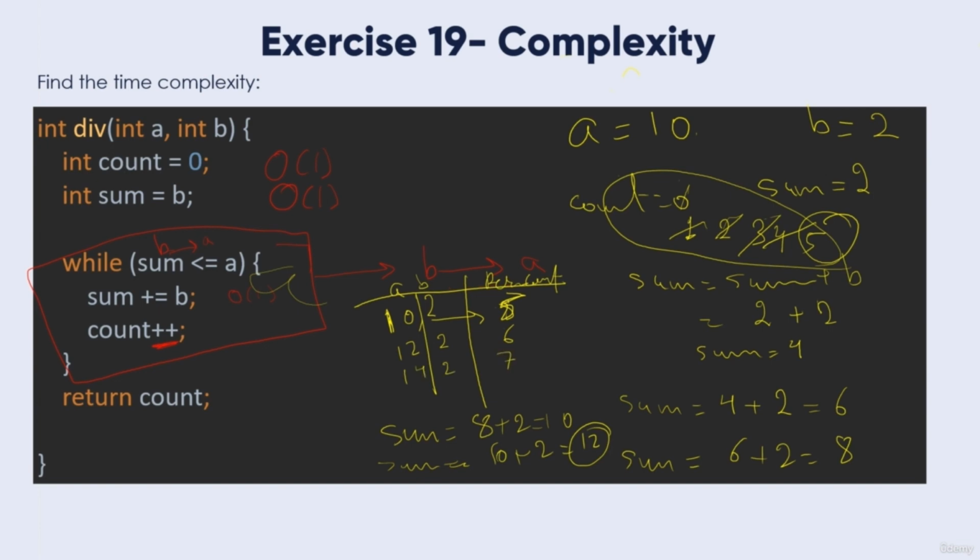So we have noticed that A over B will result in the count. Therefore, the time complexity of this question is O of A over B. So always, when you think about time complexity, take more than one example and try to find the sequence that this algorithm follows. So this pattern is dividing A over B.